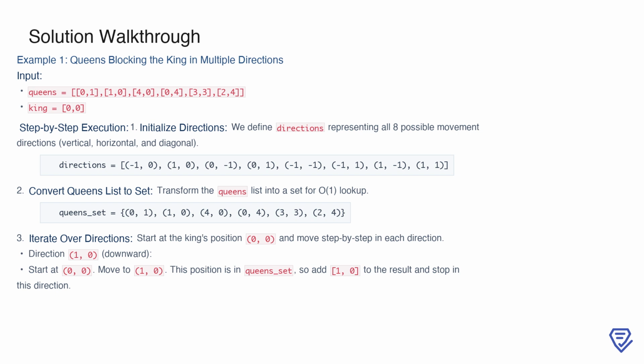Starting at the king's position, we explore each direction step by step. For example, moving downward, we start at the king's initial position, 0, 0, and proceed to 1, 0. Since this position is in the queen's set, we know the queen at 1, 0 can attack the king. We add this position to our result and stop exploring further in this direction.